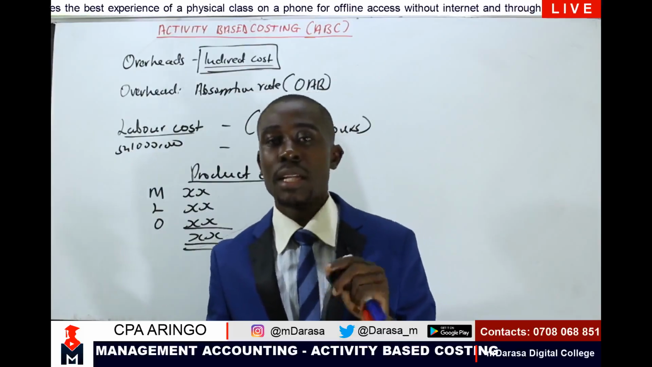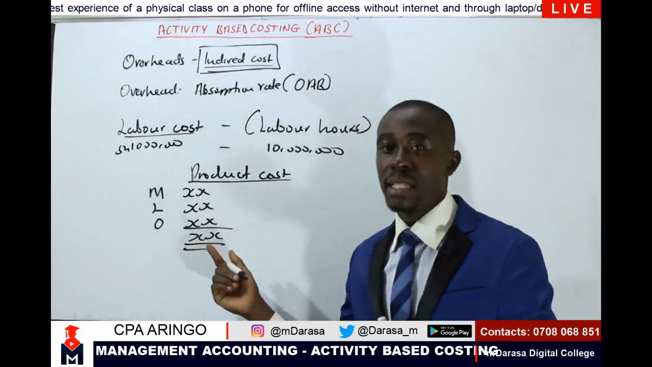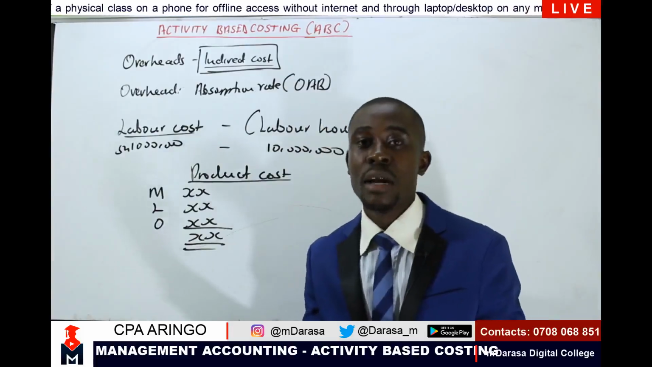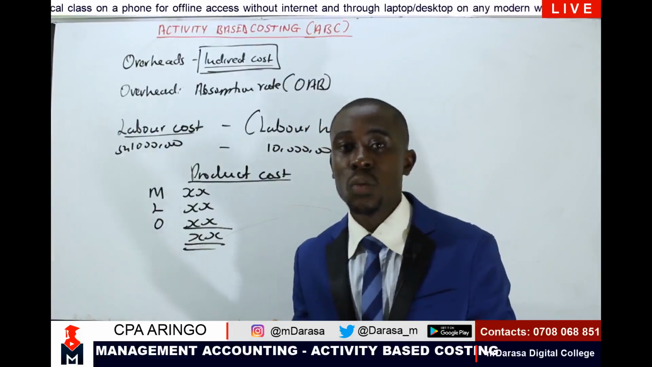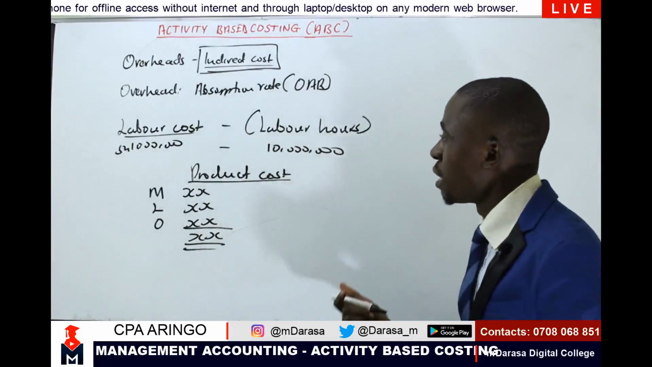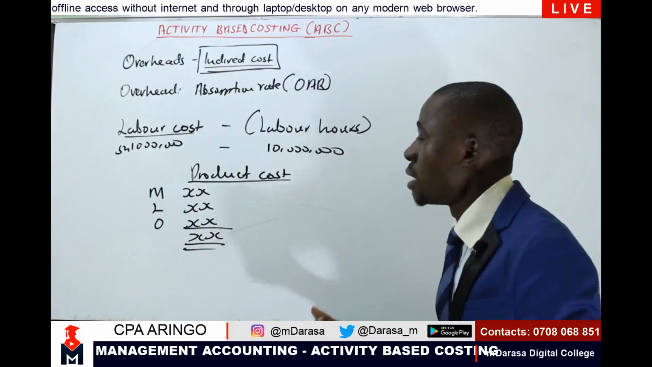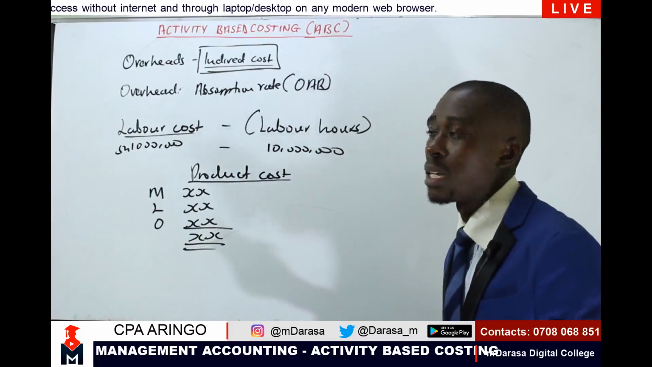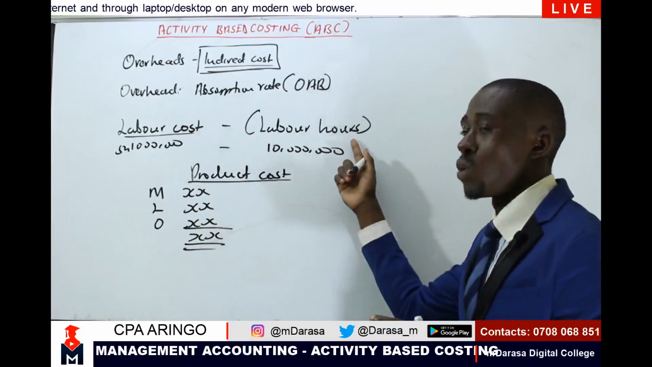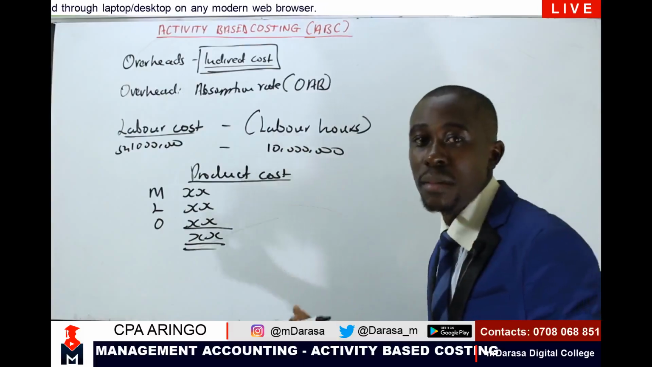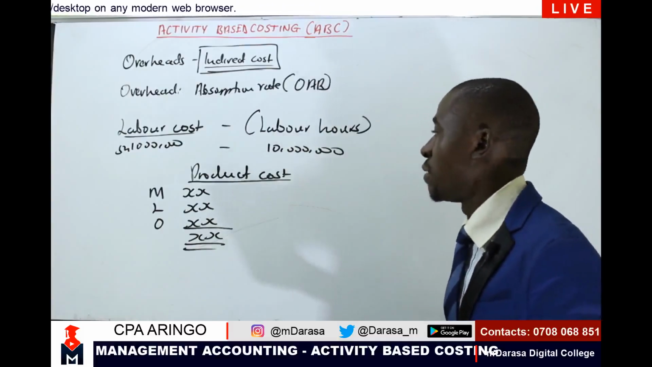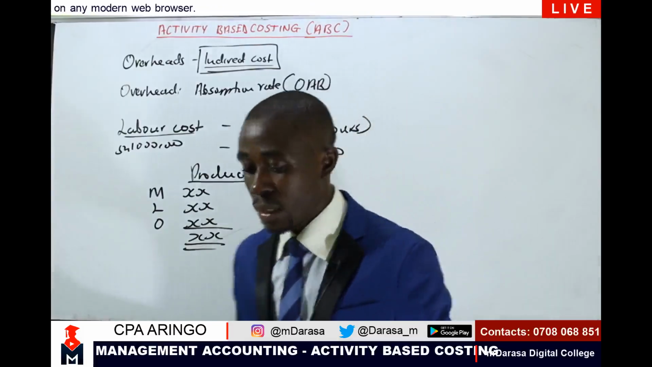So basically, that's why we are talking of ABC. This is not a traditional method of allocating our overheads, but instead we are dealing with a new method of allocating our overheads, known as ABC. So the key difference is that for traditional, we are using this basis of allocation, whereas for ABC, I'll be using activities. That is the main difference.